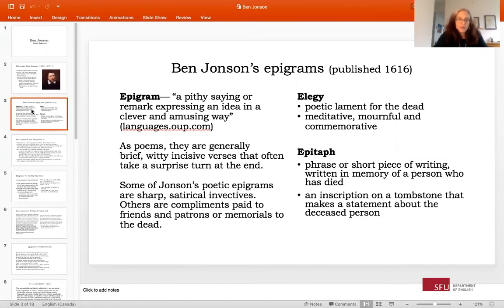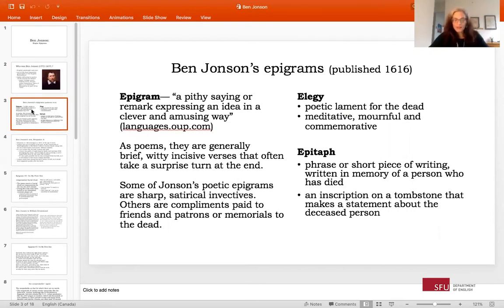Okay, so Ben Jonson is famous for his collection of over 100 epigrams. And they were published in 1616, but they were written over the course of many years. And we're going to look at just a few of those epigrams. Particularly, we're going to look at several of his elegiac epigrams. So there are three E words you need to know before we go on to discuss some of Jonson's poetry: epigram, elegy, and epitaph.